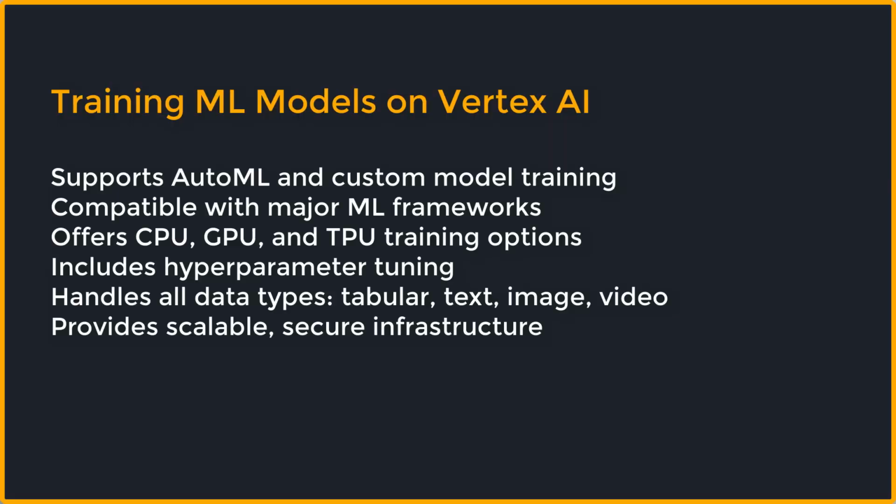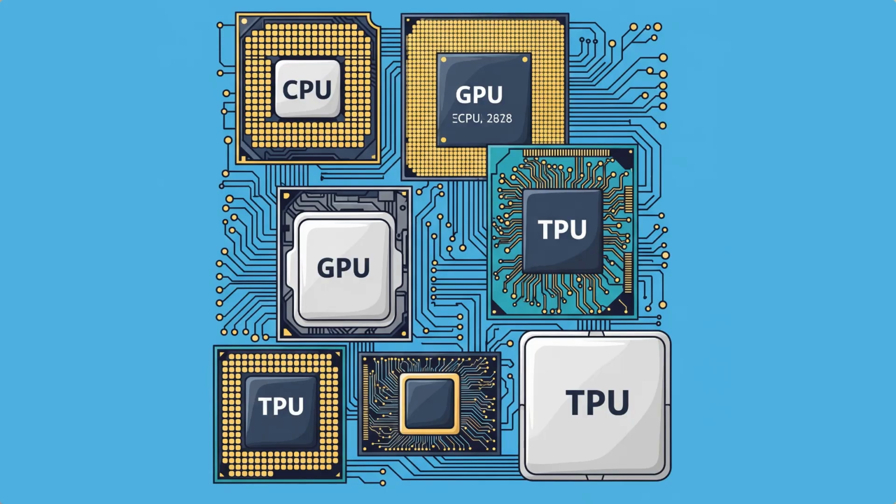Now, training ML models on Vertex AI is very easy as well. It supports both AutoML and custom model training at the same time. So, for example, for developers using TensorFlow or scikit-learn, it offers flexible training environments with options for CPUs, GPUs, and TPUs at the same time. Now, it also includes hyperparameter tuning to optimize model accuracy. Now, whether you're training on tabular data, text, images, or video, the platform provides scalable, secure infrastructure to handle all of your training jobs.